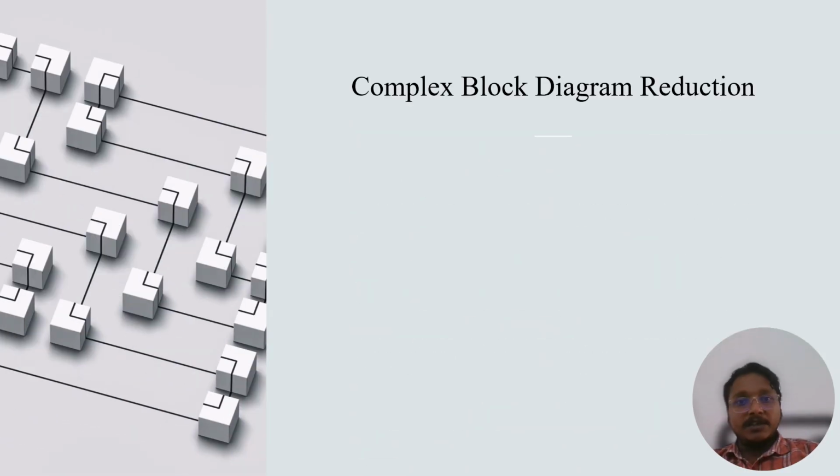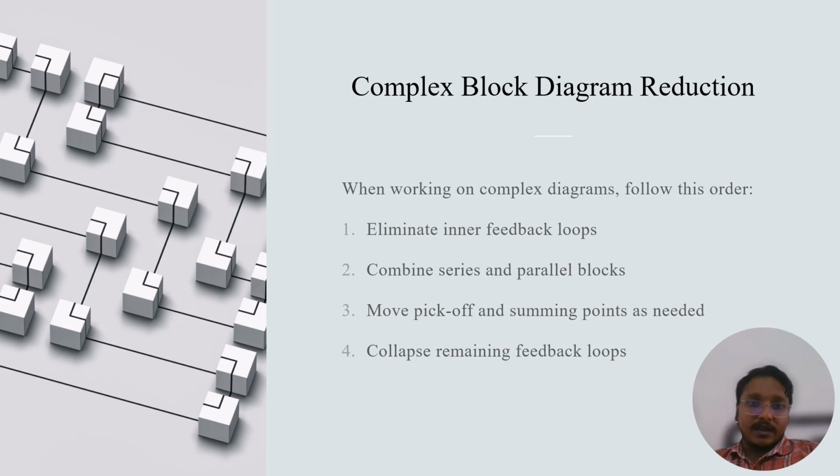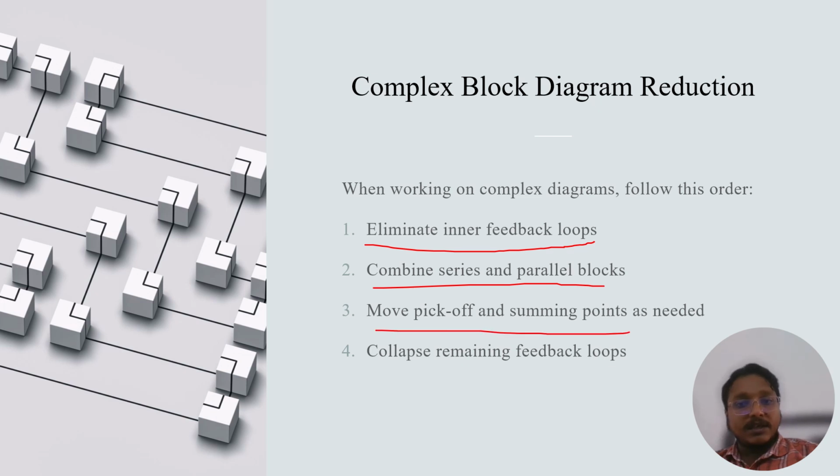Now, complex block diagram reduction. If the diagram is complex, meaning multiple loops, multiple summation blocks, and multiple series-parallel combinations, then first we need to eliminate the inner feedback loop. If any inner feedback loops are there, first reduce those, then combine series and parallel, and after that move the summation points or pick-off points. Then finally use the outer feedback loops, not the inner ones. Then you can get a good reduction with fewer steps.